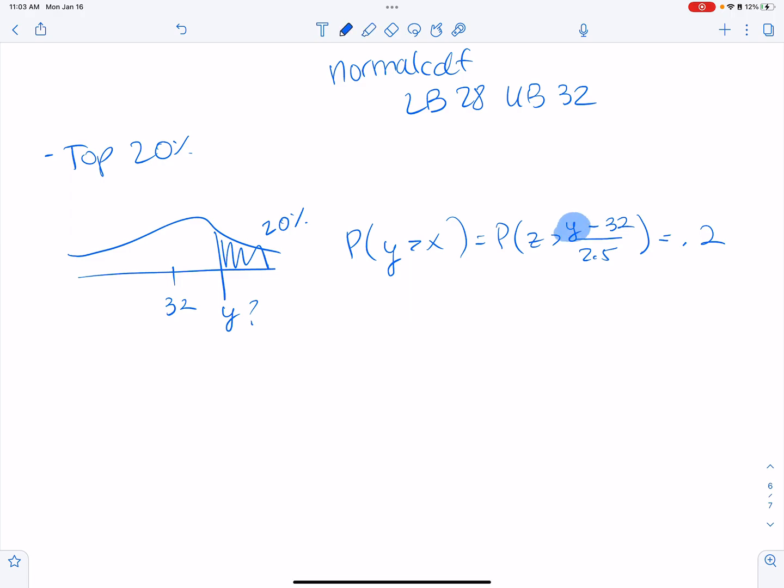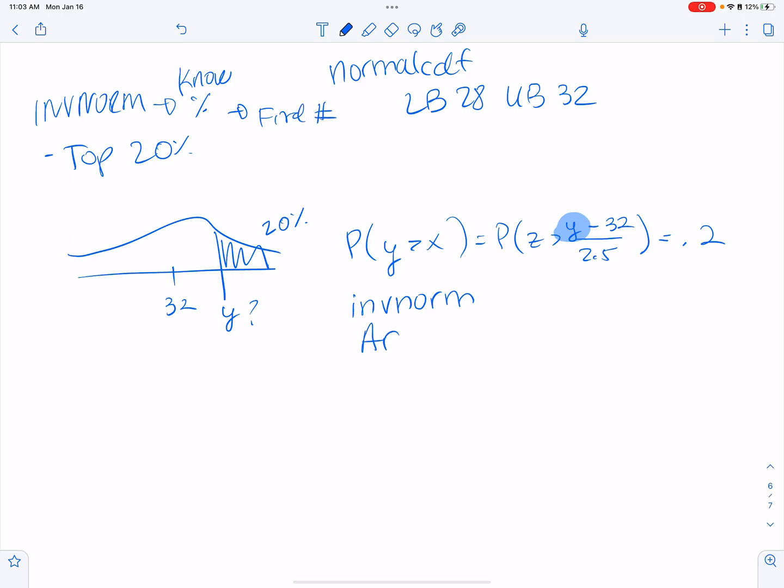If you're doing it by hand, of course, you would find the z-score of 20%. But if you're doing it in the calculator, we're going to go inverse norm, because the inverse norm calculator has a percentage. I know the percentage, and I want to find the value.